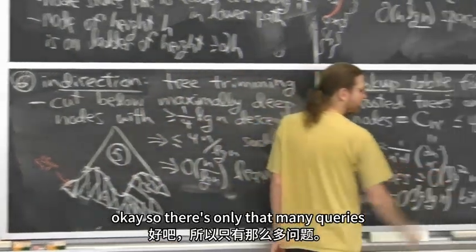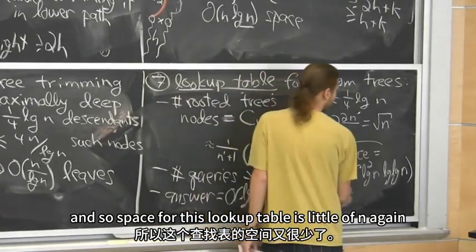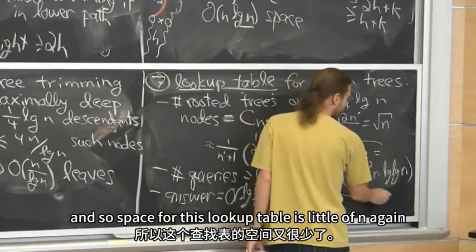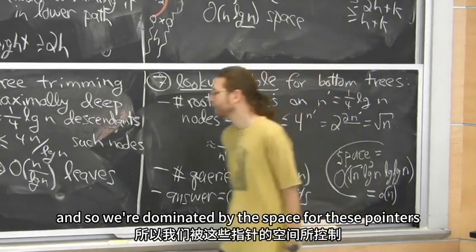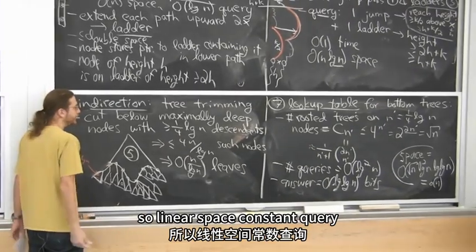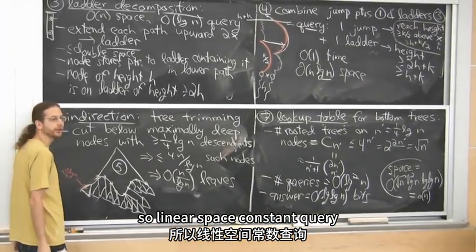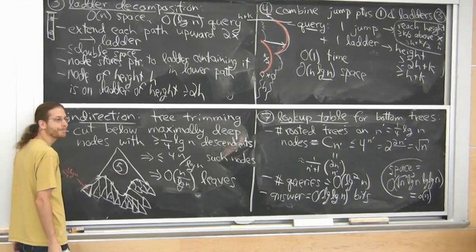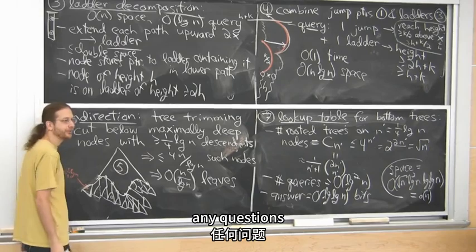Okay, so there's only that many queries, and so space for this lookup table is little o of n again. And so we're dominated by the space for these pointers, and for the space up here, which is linear. So linear space, constant query. Boom. Any questions?